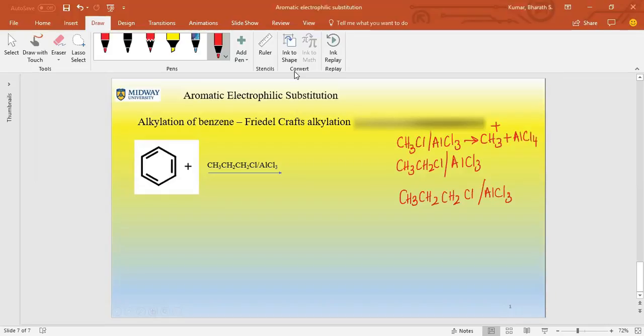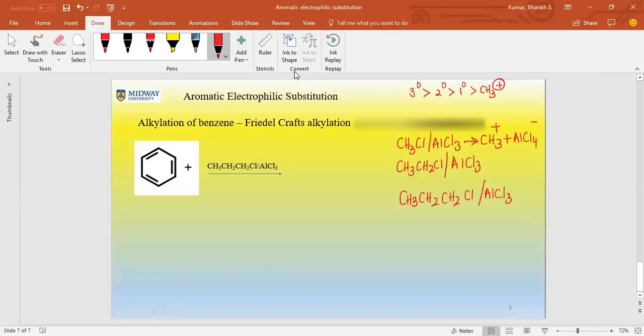AlCl4 minus, right? Now, this is a carbocation, okay? This is the least stable carbocation, right? Now, keep in mind, we have tertiary carbocation, which is more stable than a secondary, which is more stable than a primary, which is more stable than a methyl carbocation, right? This is a methyl carbocation. It's a carbon attached to 3 bonds, all 3 are hydrogens, whereas a tertiary is a carbon attached to 3 bonds, neither of them are hydrogens, and you have a positive charge, right?